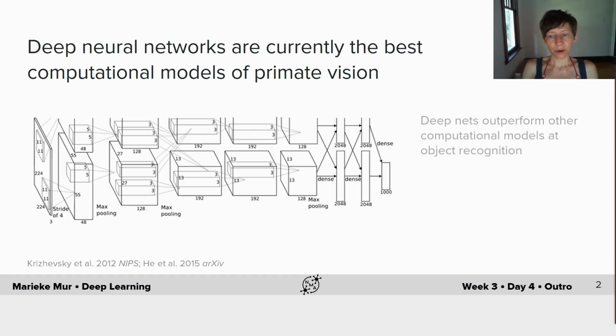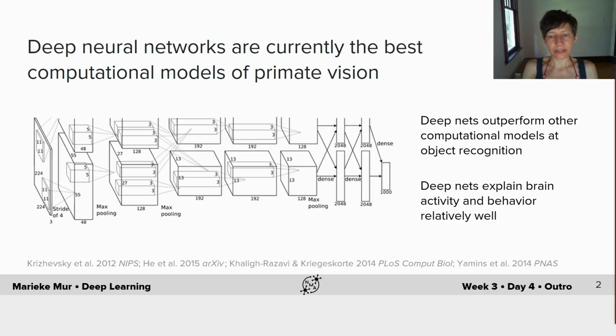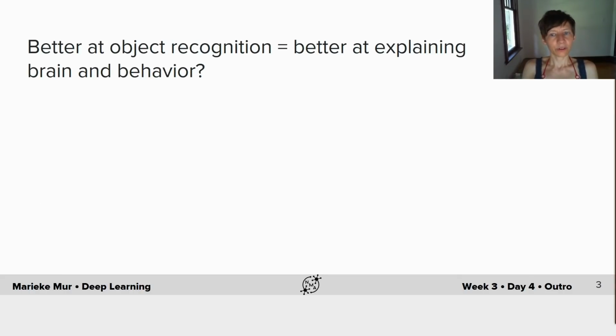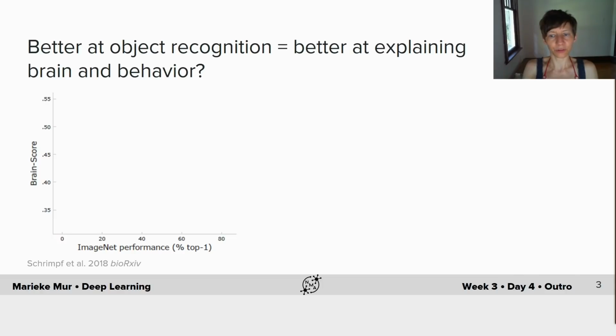In summary, deep convolutional neural networks outperform other computational models at object recognition. Furthermore, they also explain brain activity and behavior relatively well, even though they were not explicitly trained to do so. So these findings suggest that networks that are better at object recognition are also better at explaining brain and behavior. Is this indeed the case? Well, this plot here shows ImageNet performance on the x-axis and performance at explaining brain activity and behavior during object perception on the y-axis, summarized in one value, the brain score.